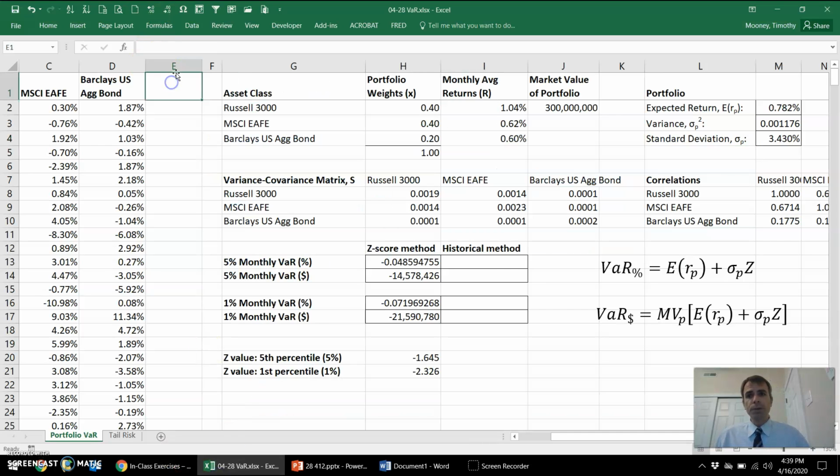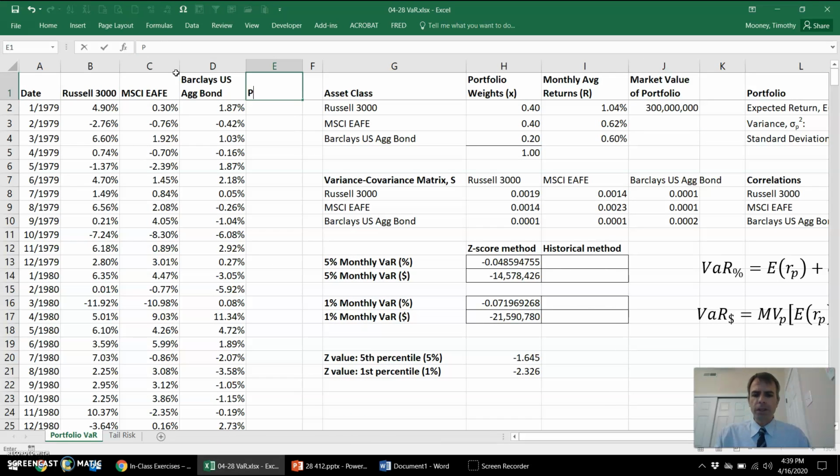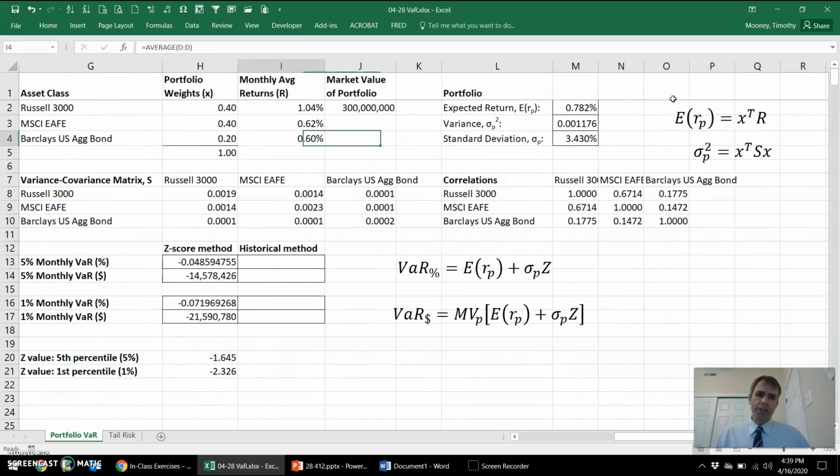To do that, we find the portfolio's return in each of the historical months in our data set. Or we could use a subset, maybe the last 10 years if we think that's more representative. But let's use all this data going back to 79. So we compute the portfolio's return each month, assuming these weights, right? It would be 0.4 times 4.9 plus 0.4 times 0.3% plus 0.2 times 1.87%, right? And it's really just X transpose times R, or something equivalent.